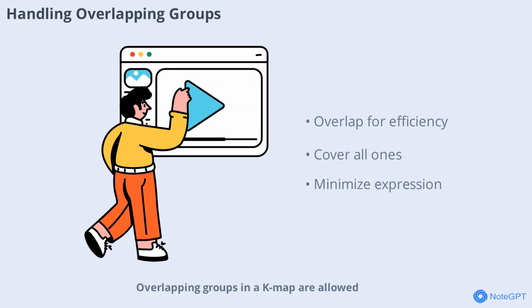Overlapping groups in a K-map are allowed and sometimes necessary to achieve the simplest expression. By overlapping, you can ensure that all ones are covered with the fewest possible groups. This technique is especially useful when dealing with don't care conditions or when multiple groups share common cells. The goal is always to minimize the final Boolean function.